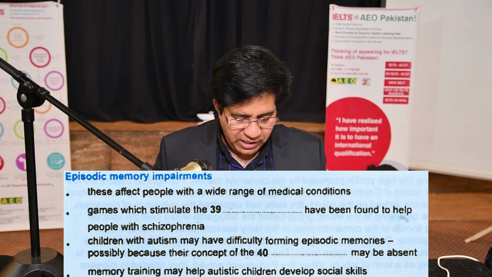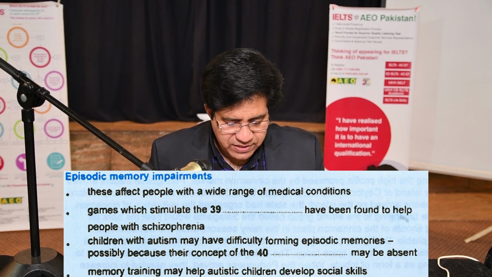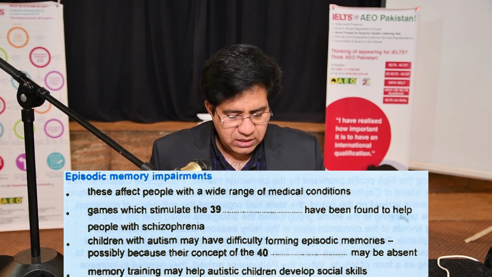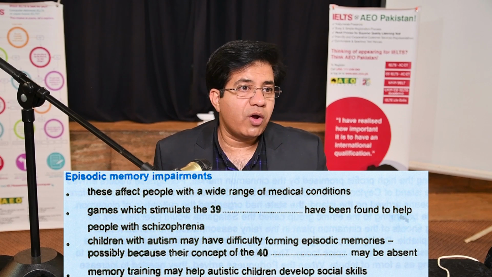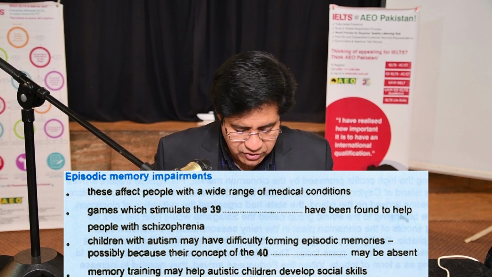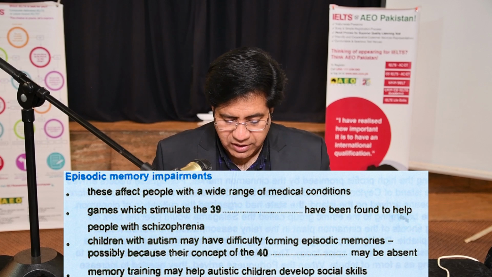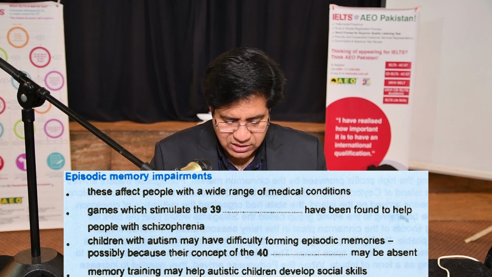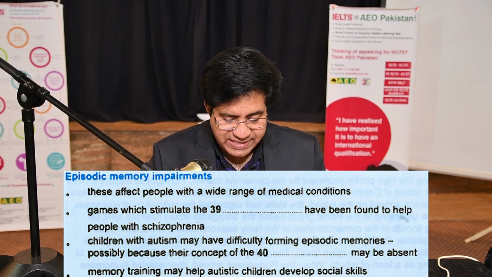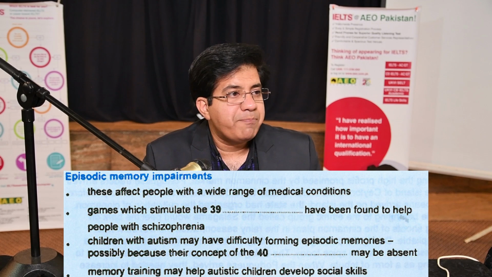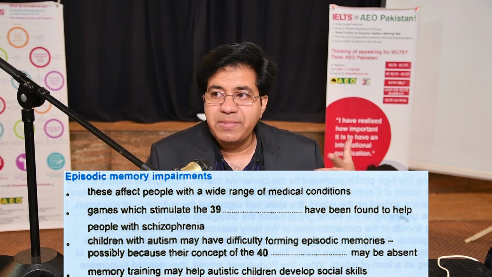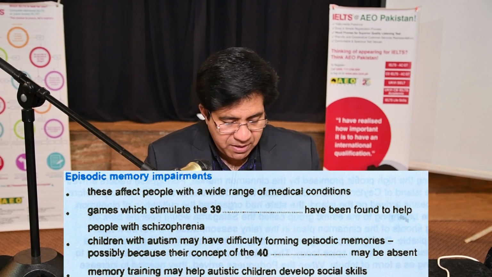Alright, question number 40. Children with autism may have, it's a disease, mental disease, mental disorder actually, we call it disorder. Children with autism may have difficulty forming episodic memories, possibly because their concept of the dash may be absent. Concept of something may be absent means may be missing.